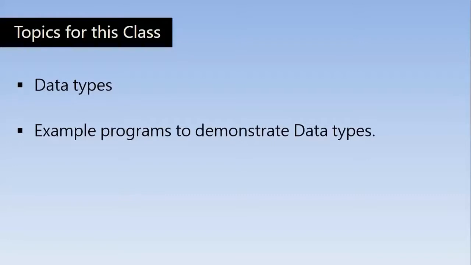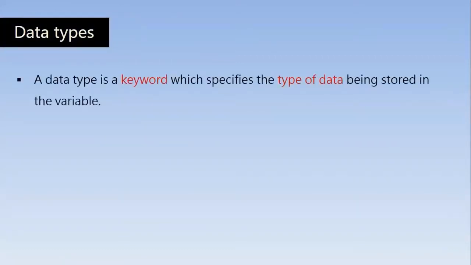Class, we will be learning the data types that we use in C program, and we'll practice some example programs to demonstrate those data types. So first we'll understand what are data types. A data type is a keyword which specifies the type of data being stored in the variable.